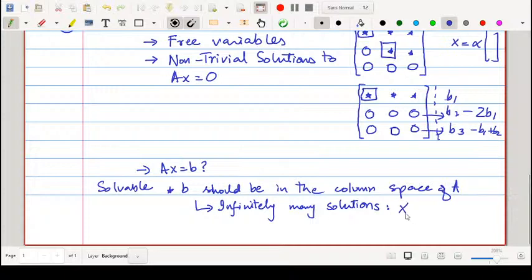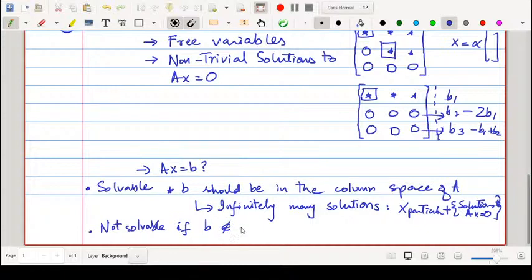And we saw at the end of the last lecture that the infinitely many solutions are of the form where you get a particular solution, and then you can add the solutions to Ax equals 0, right? So you can add that null space solution to any particular solution and you'll get infinitely many solutions to Ax equals B, right? That's when it's solvable. And when it's not solvable, if B is not, so the symbol says it's a member of, and I'm saying it's not a member of the column space of A, right?